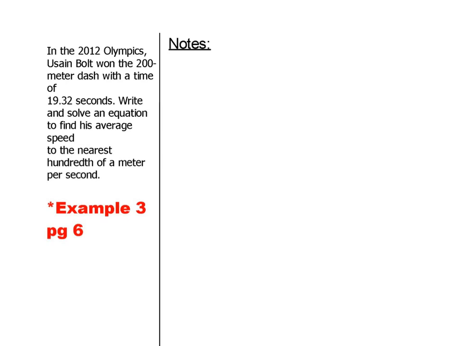It says in 2012, Usain Bolt won the 200-meter dash with a time of 19.32 seconds. Write and solve an equation to find his average speed. When we have to write that equation, what we're doing is modeling the math problem. So write and solve an equation to find his average speed to the nearest hundredth of a meter per second. What am I trying to find? Average speed. So I'm going to write that down. Average speed, which is also called a rate.